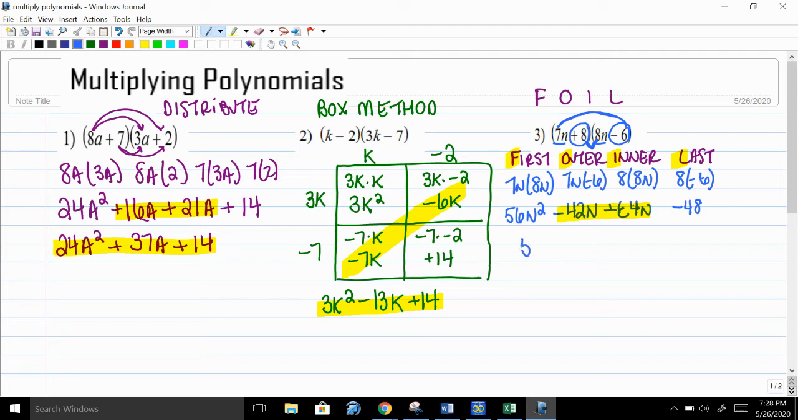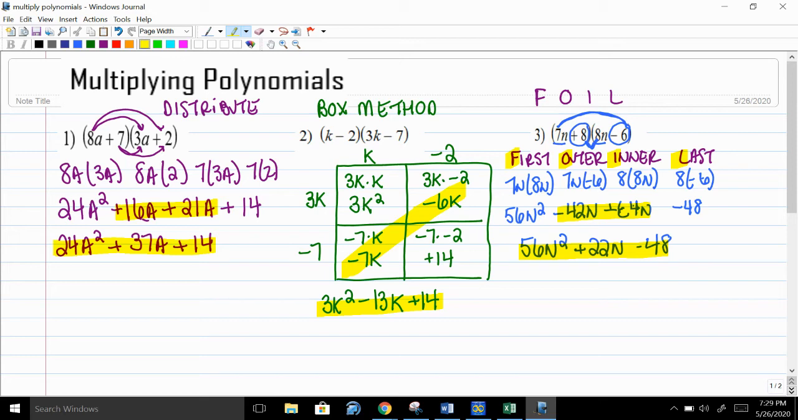So I'd have 56n squared, -42 plus 64, that's positive 22n, and then -48 at the end there. So your final answer there is 56n squared plus 22n minus 48.